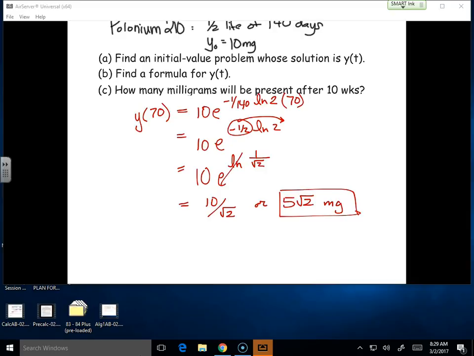Ooh, 10 weeks. Struggle. And we did everything in days. So we have to do our dimensional analysis and say, to change weeks to days, don't we have to multiply by? There are 70 days in 10 weeks.